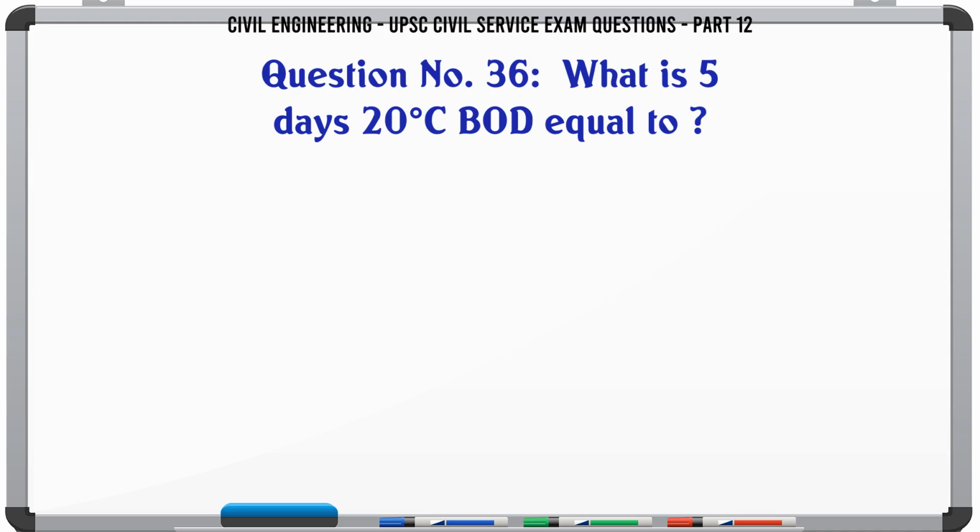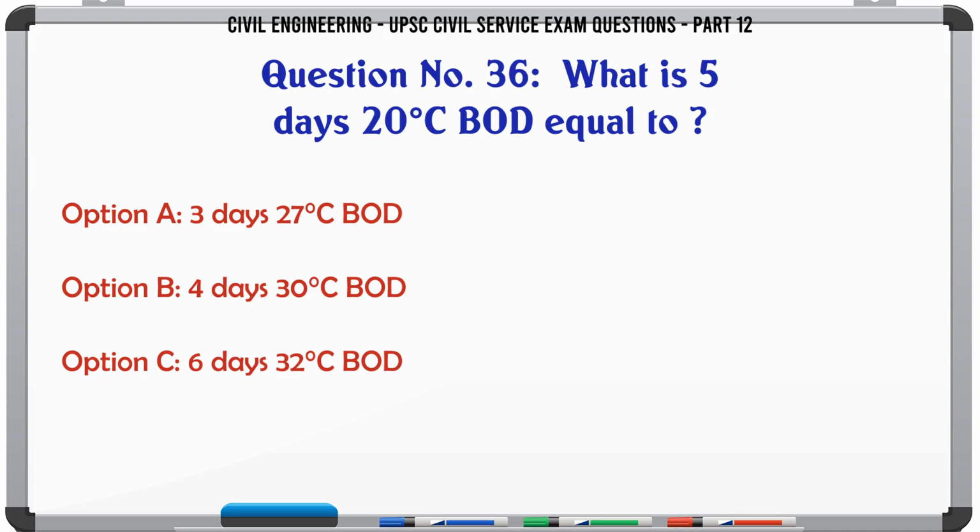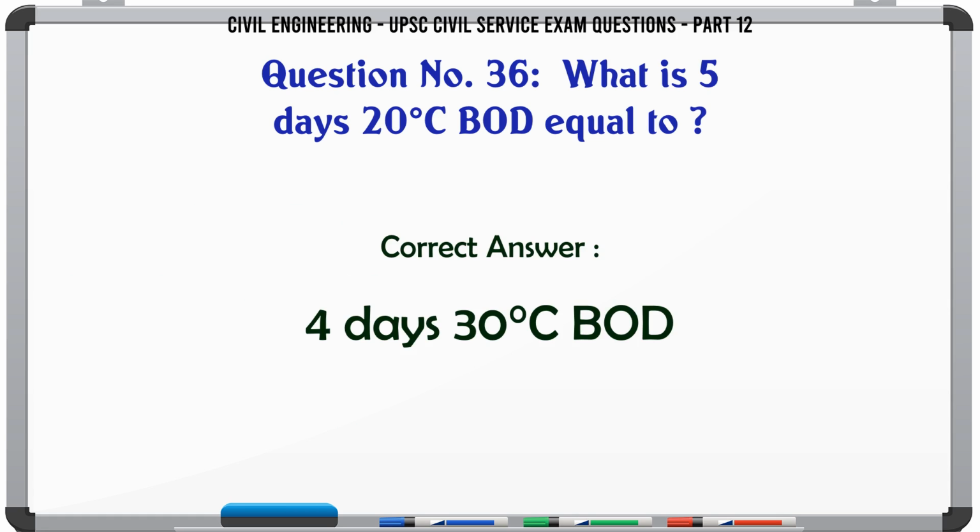What is 5 days 20°C BOD equal to? A, 3 days 27°C BOD; B, 4 days 30°C BOD; C, 6 days 32°C BOD; D, 7 days 35°C BOD. The correct answer is 4 days 30°C BOD.